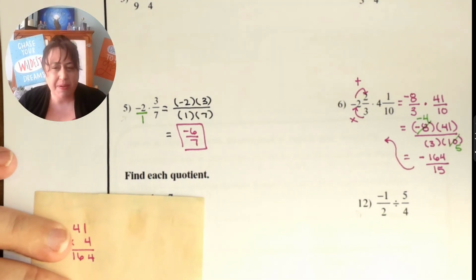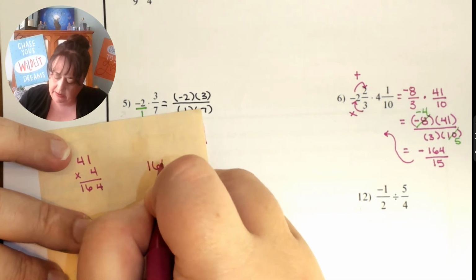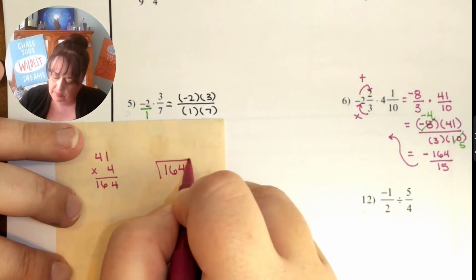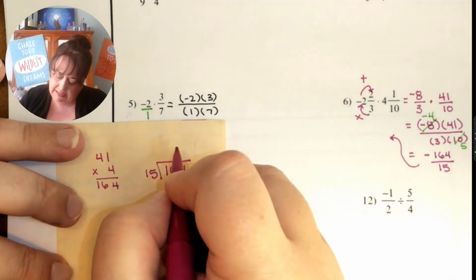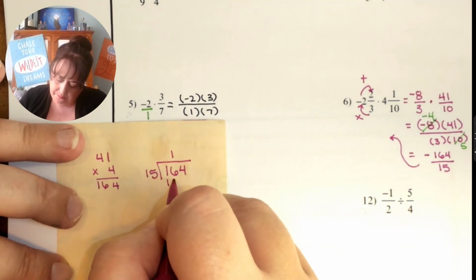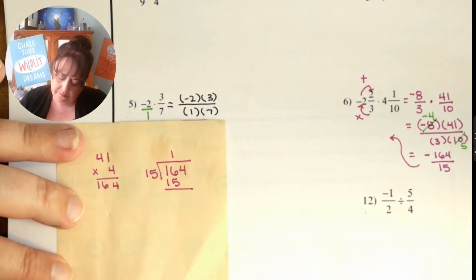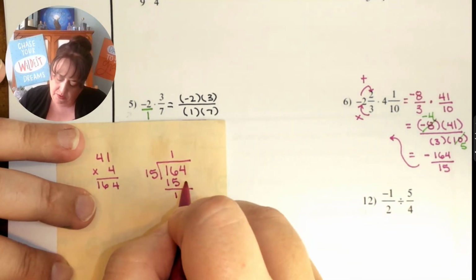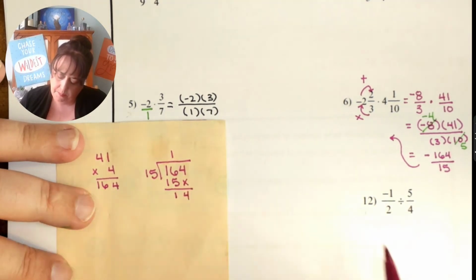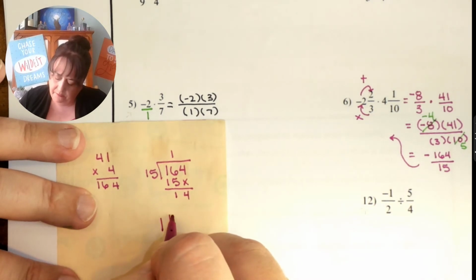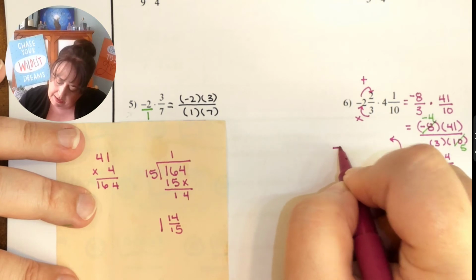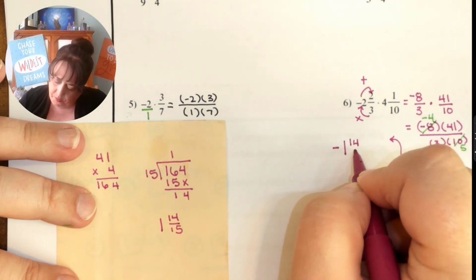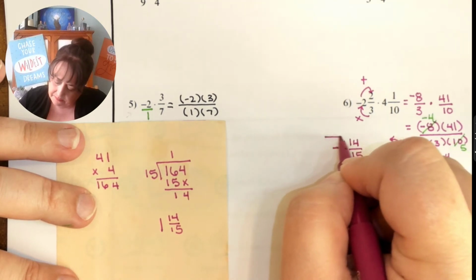Because it started in a mixed number, I have to end in a mixed number. So 164 divided by 15. I know 15 goes into 16 one time, with 1 left over, 4. So that would be 1 and 14/15. So -1 and 14/15.